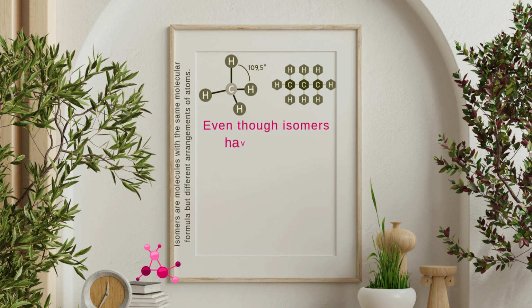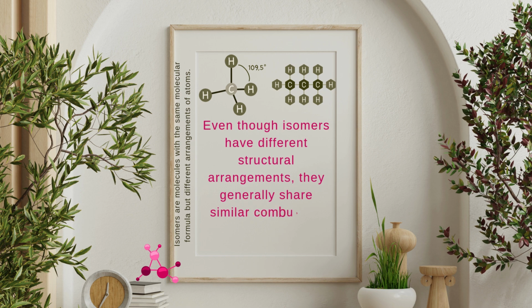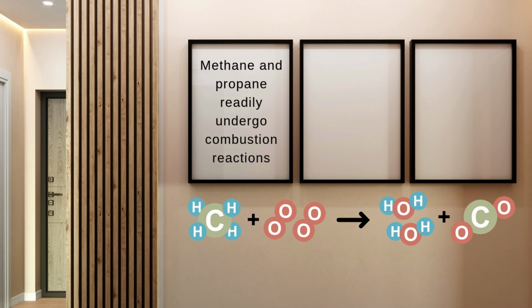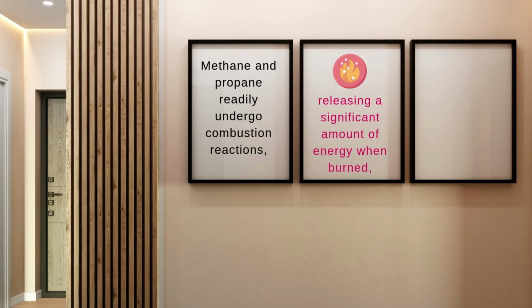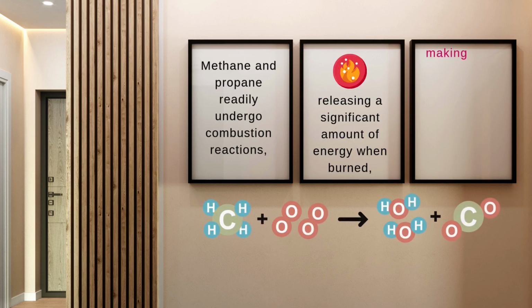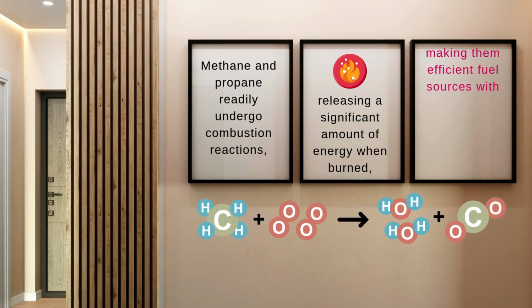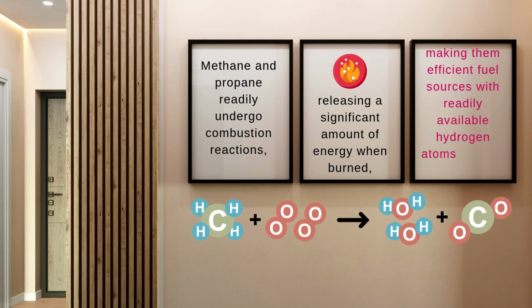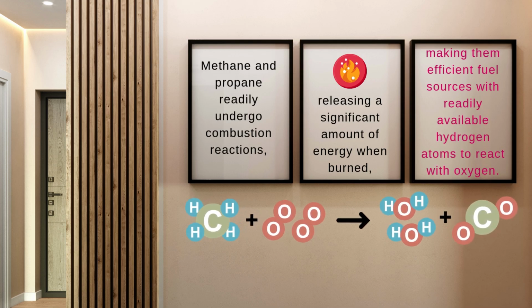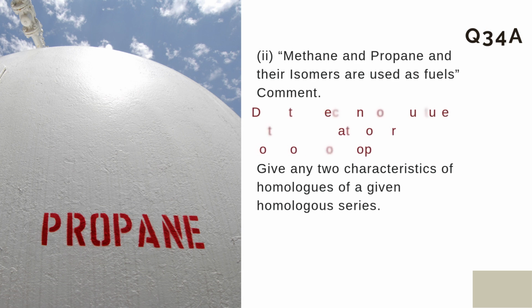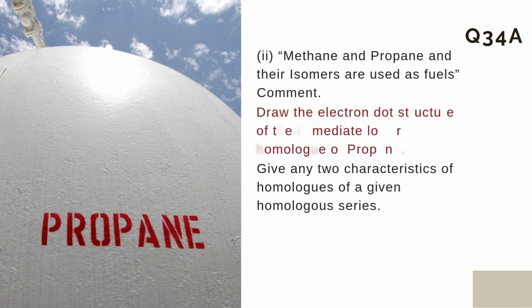Even though isomers have different structural arrangements, they generally share similar combustion properties, making them useful as fuels. Thus, we can conclude that methane and propane, along with their isomers, are used as fuels because they readily undergo combustion reactions, releasing a significant amount of energy when burned, making them efficient fuel sources with readily available hydrogen atoms to react with oxygen. Next is draw the electron dot structure of the immediate lower homologue of propane.